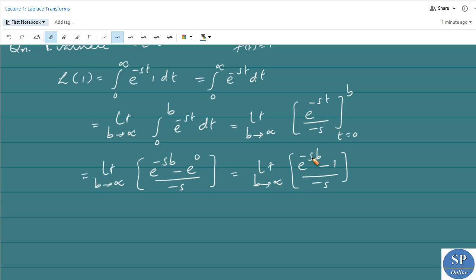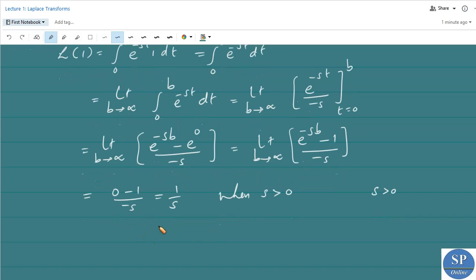Okay. Now, as b tends to infinity, here s is the parameter. If s is greater than 0, then s into b tends to infinity. So e to the power minus sb tends to e power minus infinity, which actually tends to 0. So this is equal to 0 minus 1 divided by minus s, which is equal to 1 by s, when s is greater than 0. Okay, so L of 1 is equal to 1 by s when s is greater than 0.